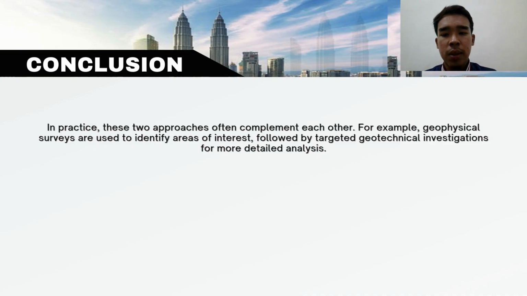For the conclusion, in practice, these two approaches often complement each other. For example, geophysical surveys are used to identify areas of interest, followed by targeted geotechnical investigation for more detailed analysis.